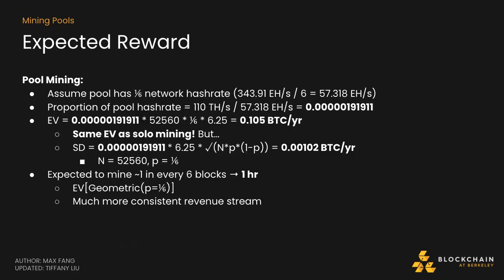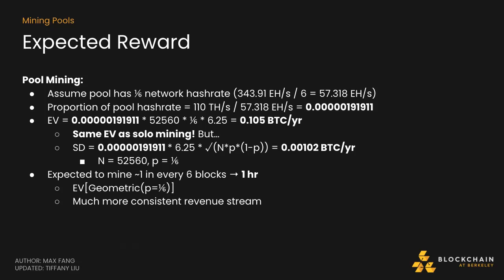But with pool mining, on the other hand, let's assume that the pool has 1/6 of the total network hash rate. So the calculation we did here, 343 divided by 6, is the expected hash rate of the pool that you joined. This 1/6 of the network is just a hypothetical number for your pool's share of the total hash power. Then the proportion of the pool hash rate would again be, so you have an Antminer, which is 110 terahashes per second.